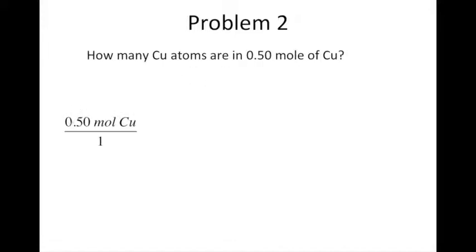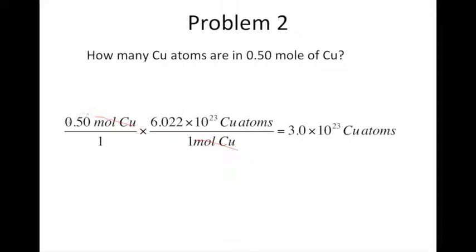So we start out with what we're given. We're given that we have 0.50 moles of copper. How many copper atoms do we have? Well, we want to use a conversion factor where we have moles of copper on the bottom and Avogadro's number of copper atoms on top. We put the moles on the bottom so they cancel, atoms on top, and we multiply. Here we have 2 sig figs. This is not an exact number. This has 4 sig figs, so my answer would have 2, and we'd have 3.0 times 10 to the 23rd copper atoms. Again, be sure that you don't leave off the units when you're writing your conversion factors.